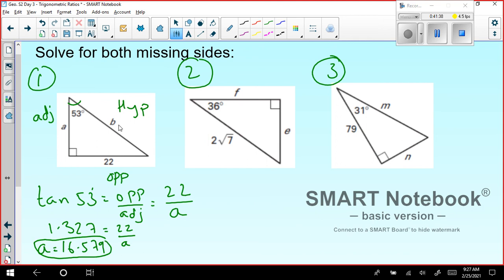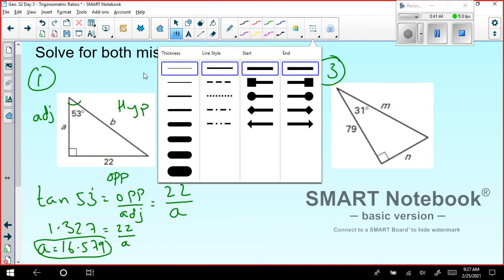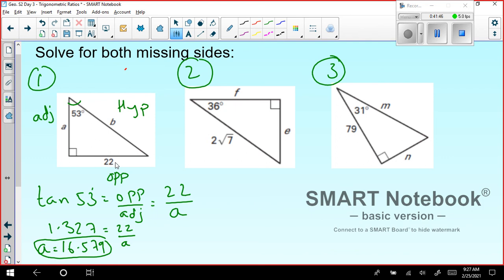Same way, let me find the B. To find B, I will use the one which I know and the one which I don't know. I have to use opposite and hypotenuse. I have to use these two sides to find B. I can't use this one, but I know it now, but it's better to use this. Opposite and hypotenuse is nothing but your sine ratio. Whenever the opposite side and hypotenuse are involved, use the sine ratio.